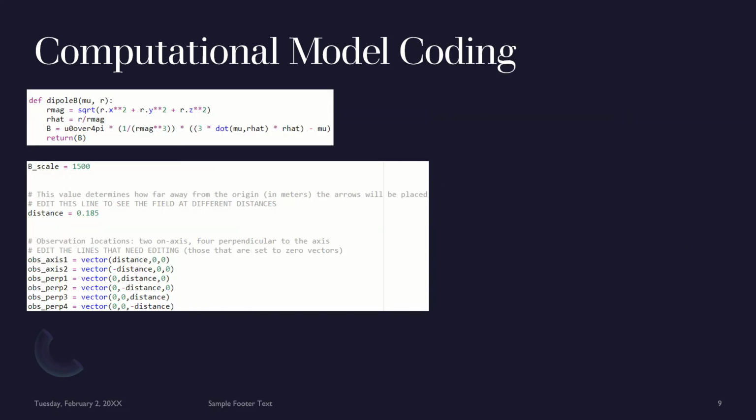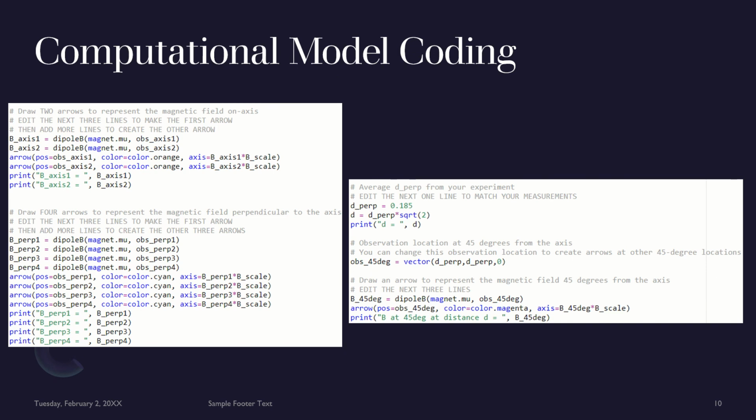Shown here is the coding behind the computational model. The top box shows the function that creates the magnetic field at observation locations defined in the bottom box, as well as a single observation location defined later. The box on the left creates arrows representing the magnetic field at each of the previously defined observation locations, and the box on the right defines the observation location of a single arrow 45 degrees above the bar magnet's parallel axis, and then creates a pink arrow at that location.